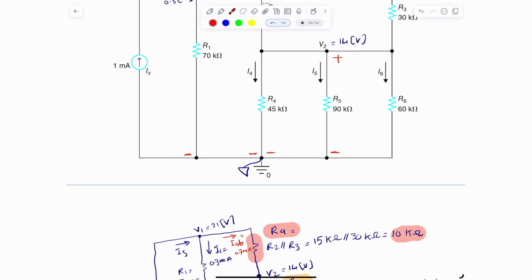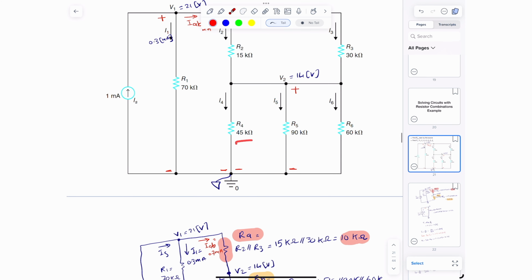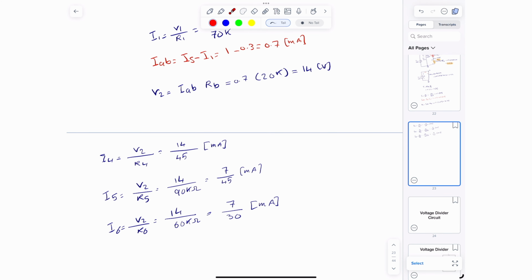So let me write these out. I went ahead and computed all of these. I simply took the V2 that we got and divided by R4, R5, and R6. And of course, R4, R5, and R6 are 45, 90, and 60 kilo ohms, and these are the actual values that we got. So I know the value for I4, I5, and I6.